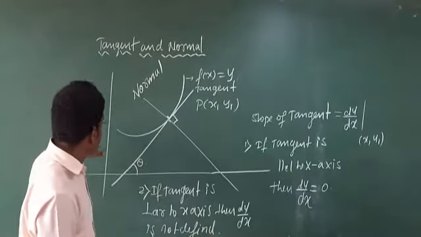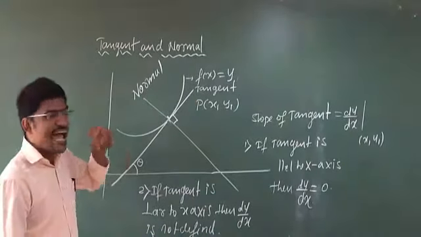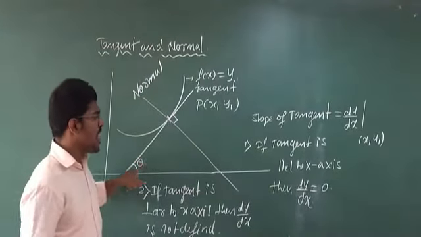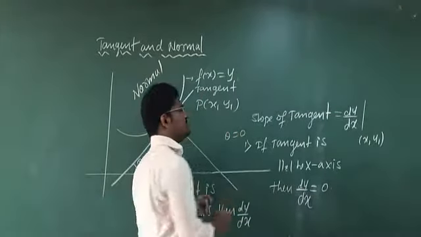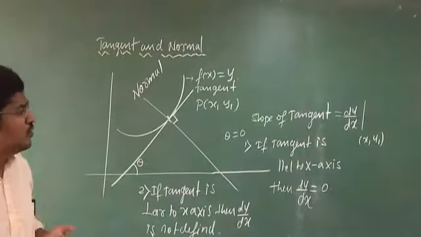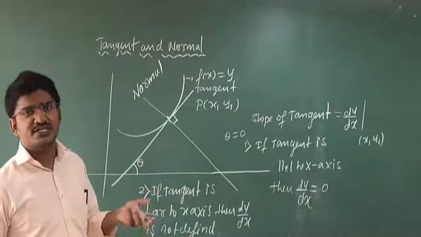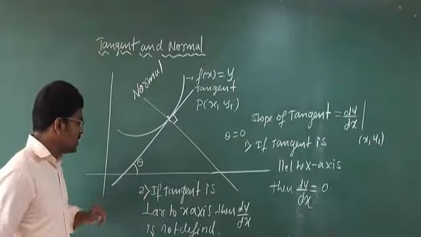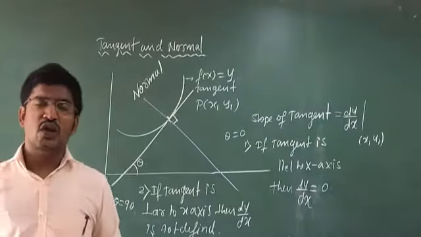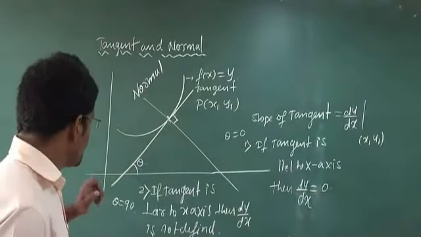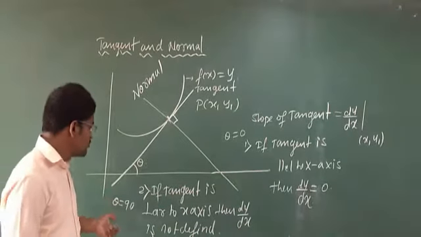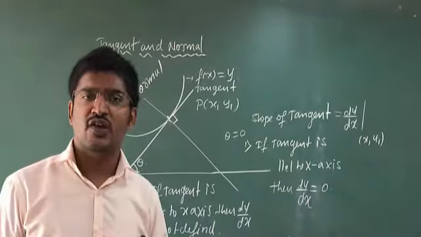Because see here, whenever the tangent is parallel to the x-axis, the angle made by the line is 0. That means theta will be 0 at this particular point. As you all know, tan 0 is 0, so dy by dx will be equal to 0. dy by dx means tan theta. Next, here theta equals 90 degrees, so tan 90 degrees, as you all know, is not defined. Are you getting my point?